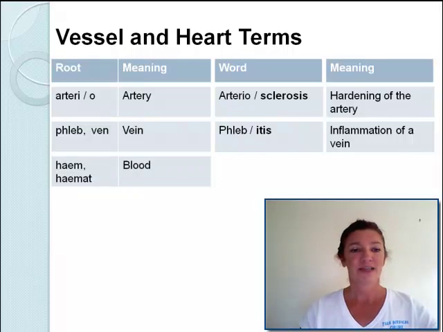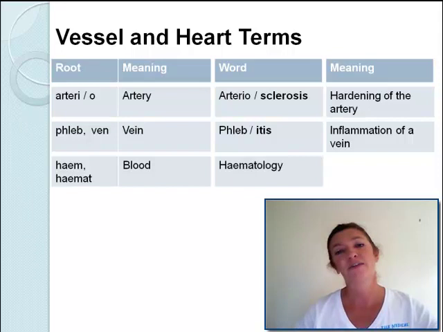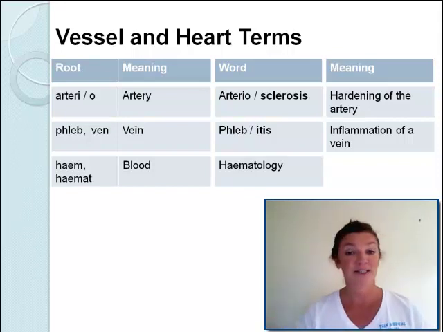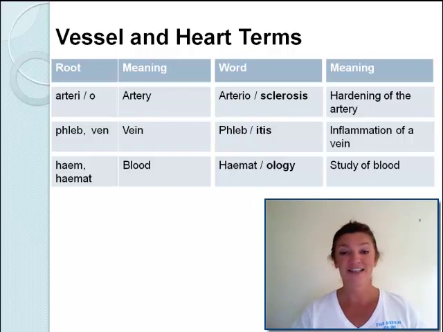Next term, heme or hemat is blood. So we can have hematology. Well, ology is study of, and hemat is blood, so let's put the break in, study of the blood.